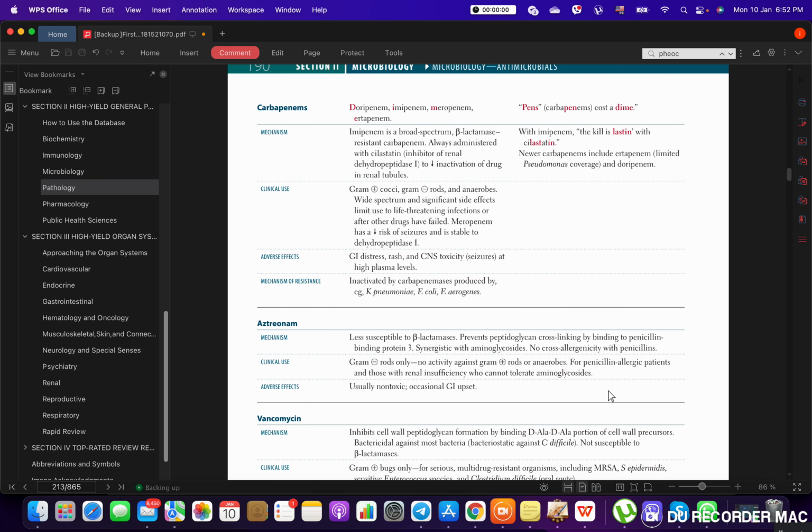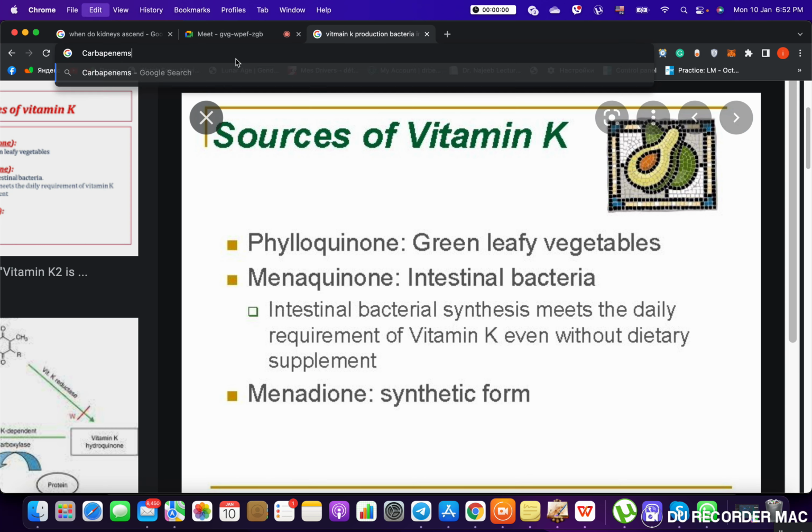Okay, now we will speak about carbapenem and aztreonam. Well, carbapenem and aztreonam are not that old.